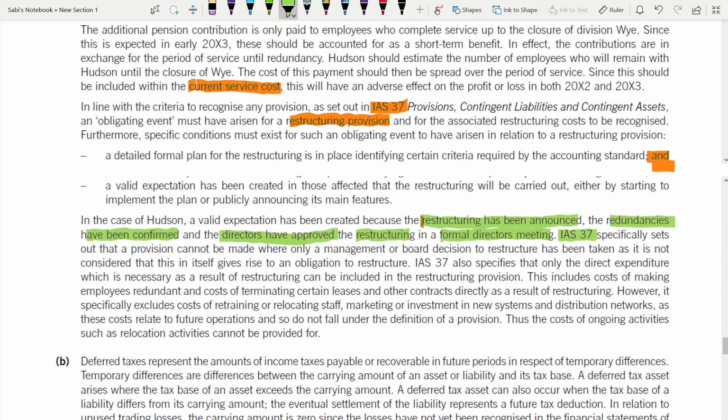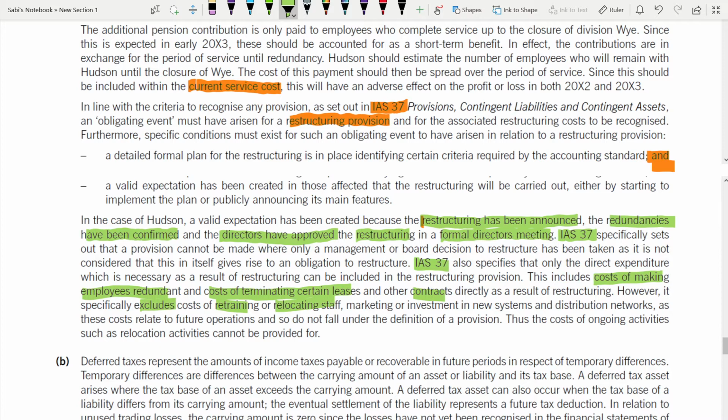So IAS 37 also specifies that only the direct expenditure which is necessary as a result of restructuring can be included in the restructuring provision. Another thing, this also has to be there in your answer. This includes cost of making employees redundant, cost of terminating certain leases, and other costs directly as a result of restructuring. However, it specifically excludes the cost of retraining or relocating staff, marketing or investment in new systems, distribution networks, as these costs relate to future operations and so do not fall under the definition of a provision.